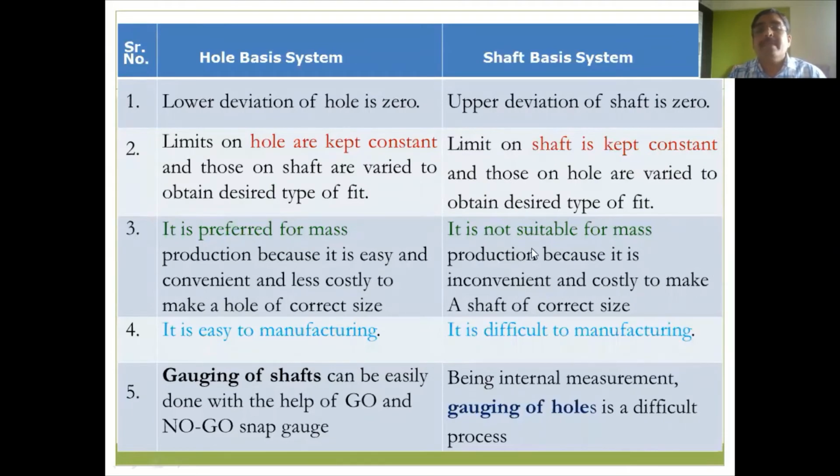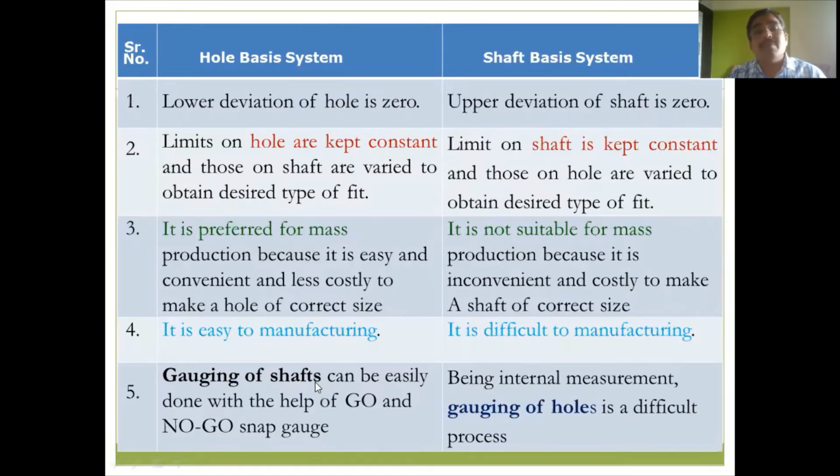And in the shaft basis it is not comfortable, because we have seen that when we are varying the size of the hole, naturally the reamers and even the drill bits or broaches we have to use, and the cost goes on increasing. Then here again I repeat, it is easy to manufacture in one, and difficult to manufacture in the other.